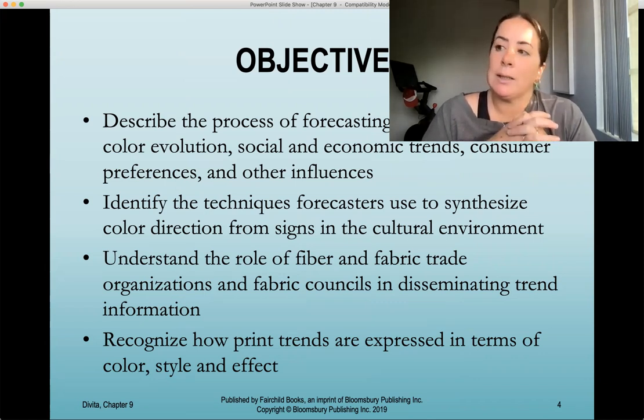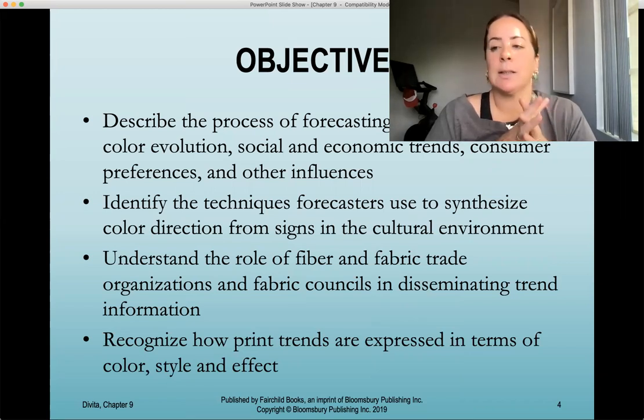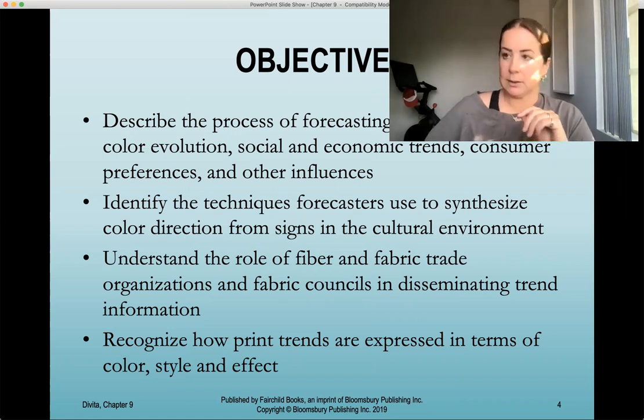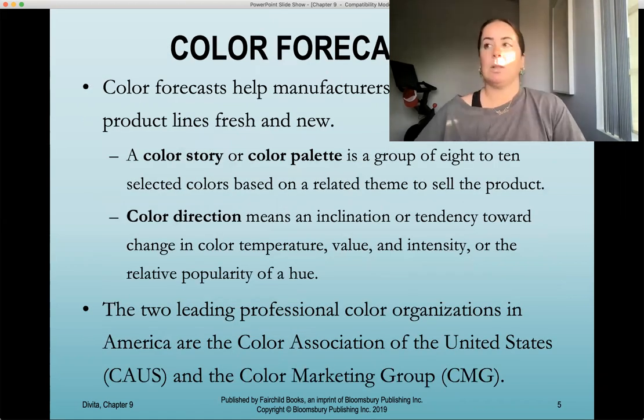Second is to identify the techniques forecasters use to synthesize color direction from signs in the cultural environment. Third is to understand the role of fiber and fabric trade organizations and fabric councils in disseminating trend information. And lastly is to recognize how print trends are expressed in terms of color, style, and effect. All right, so let's start with color forecasting.